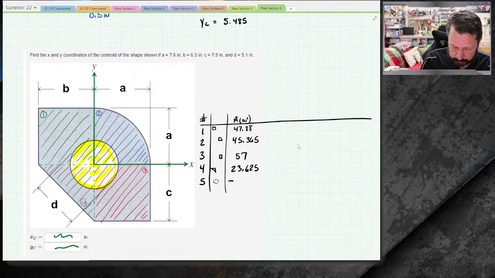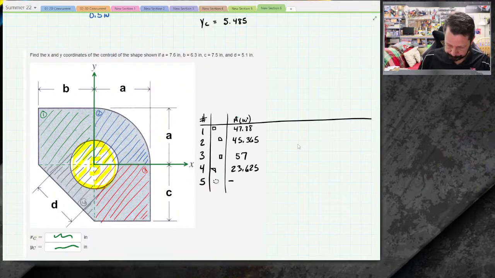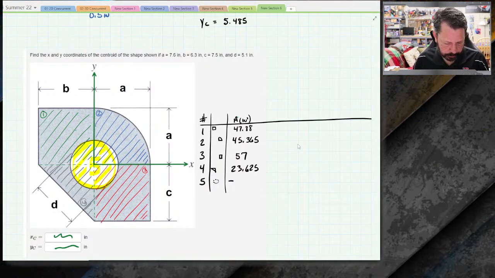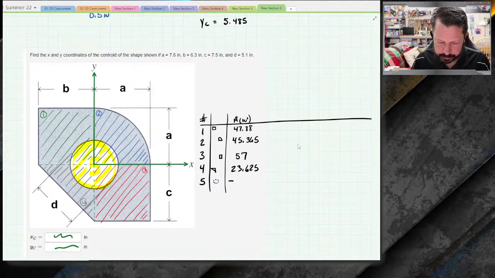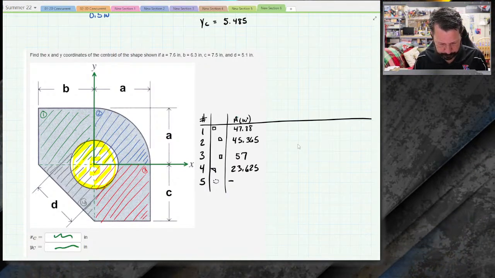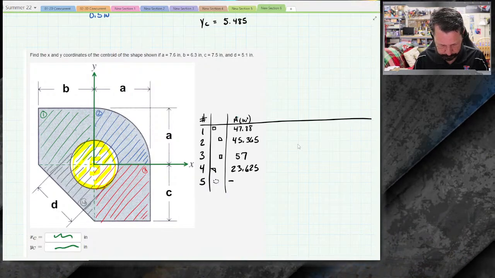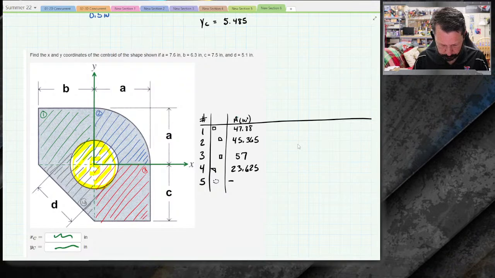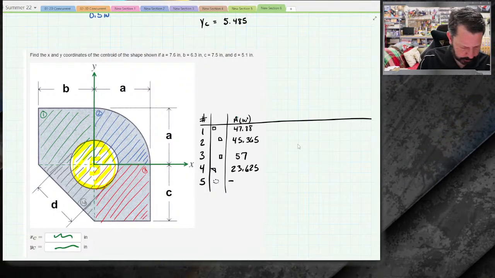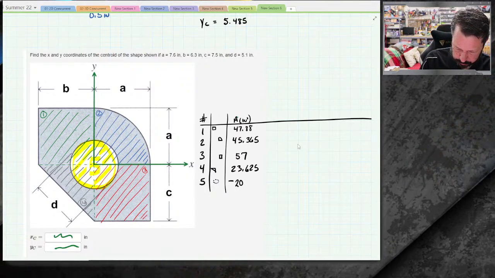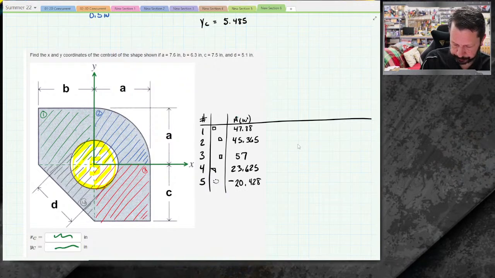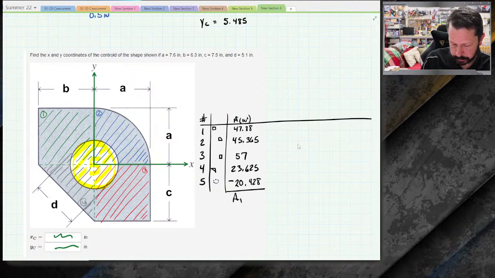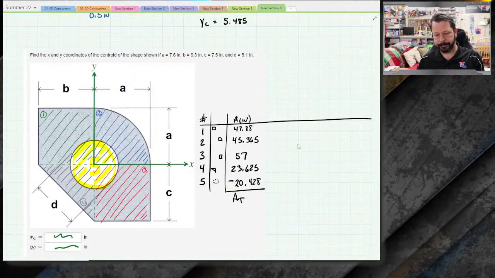And then I've got the hole in the middle. So it's a negative area because it's being cut away from these others. So minus pi d squared over 4. So D is 5.1. Pi over 4. So I think it ended up being 20.428.